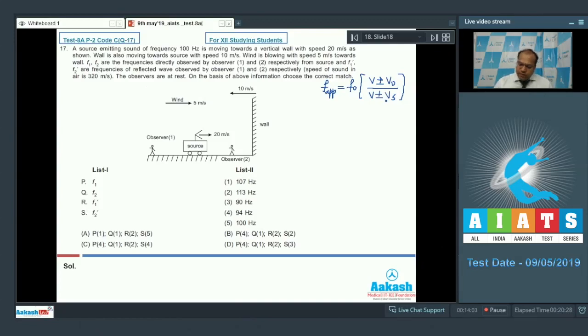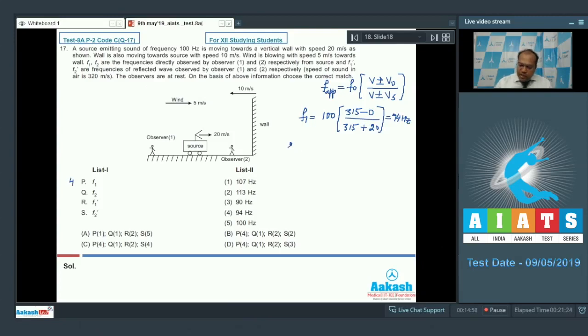If I calculate f1, then f1 can be written as f0, which is 100, times the speed of sound in the given medium. With respect to this observer, the sound will move in this direction and the velocity of wind is in this direction. So this can be written as 315, the velocity of observer is 0, divided by 315. Now the source is moving away from the observer, so this can be written as plus the velocity of source, that is 20. If I solve this, it comes out to be 94 Hertz. So the correct matching would be 4.